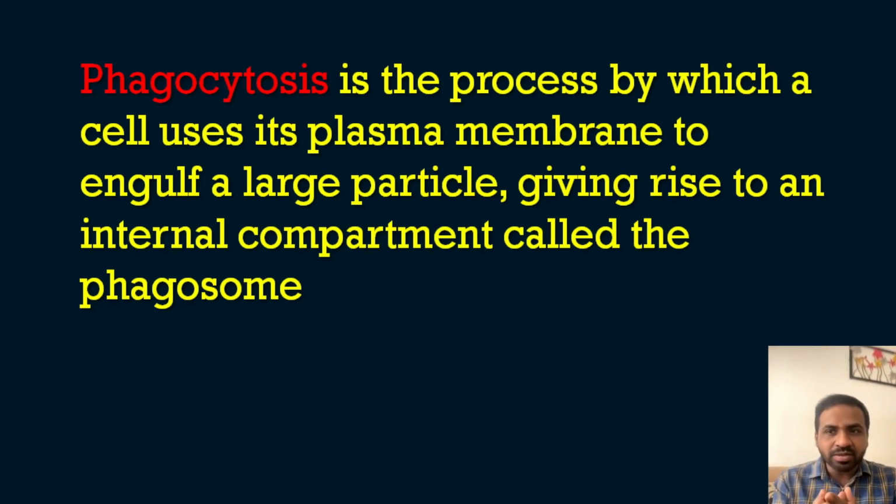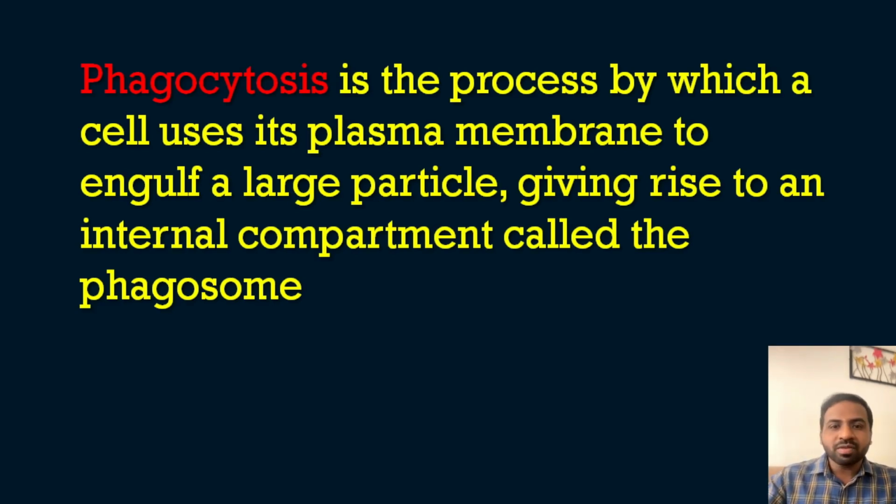So phagocytosis means it is a process by which the cell uses its own plasma membrane to engulf a large particle, okay, and they will give rise to an internal compartment. After that engulfing with their plasma membrane, there will be an internal compartment, and that compartment is known as the phagosome.